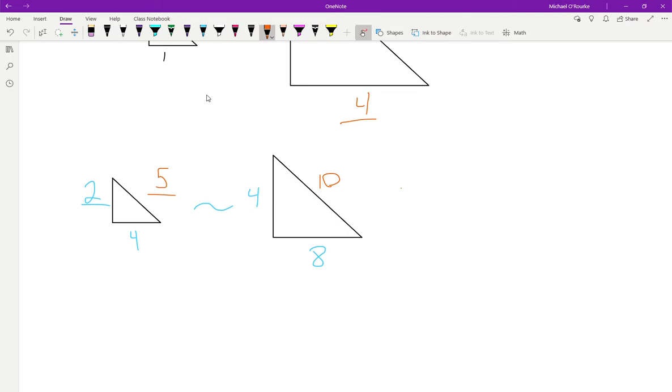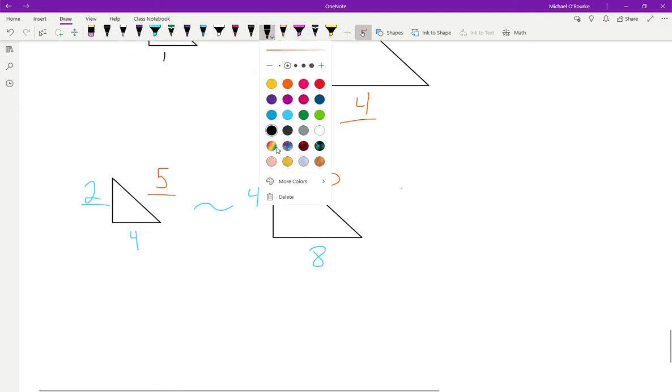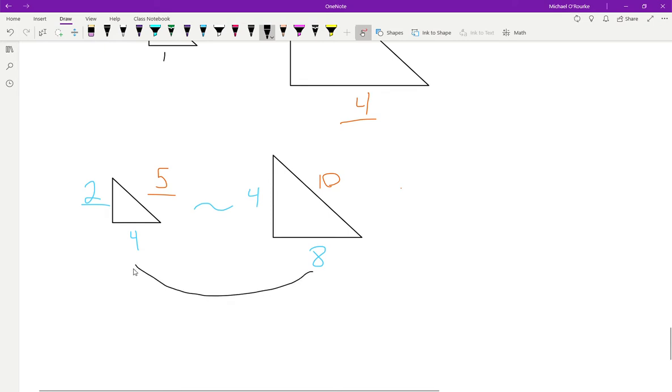So how did we go from here to here? What math went from 8 to 4? What did we do to that 8 to get to 4? Minus 4 is one way of doing it. More specifically, yeah, divide by 2. Whenever you're going between triangles, it's either going to be a division or a multiplication. Okay? Divide or multiply.